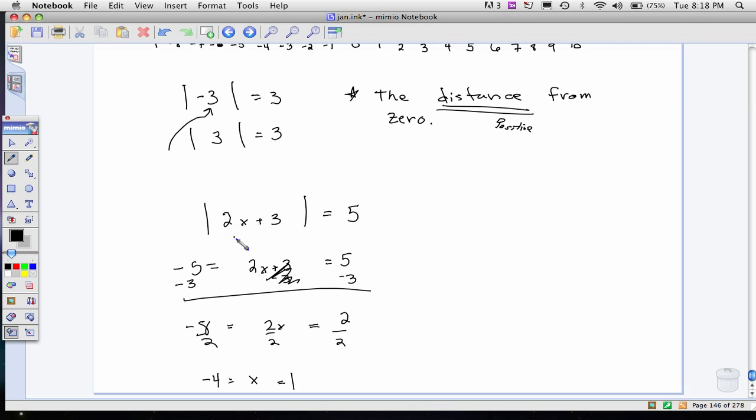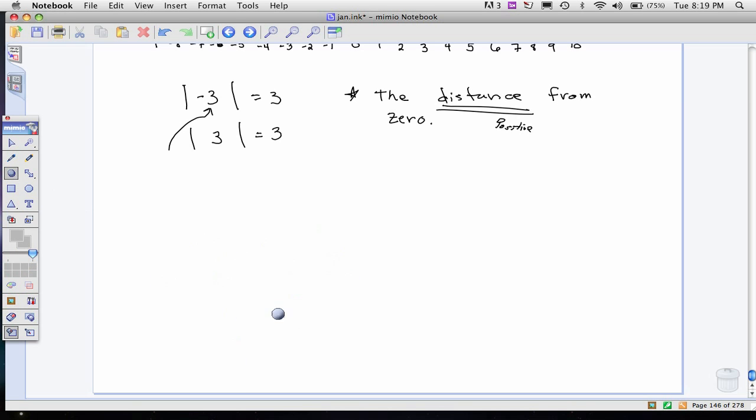Absolute value of 5 is 5. And 2 times negative 4 is negative 8, plus 3 is negative 5. And the absolute value of negative 5 is also 5.